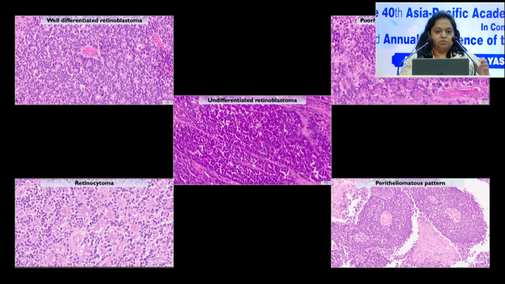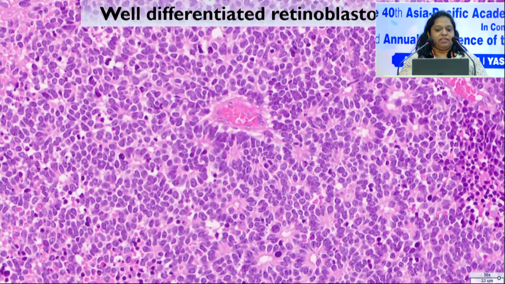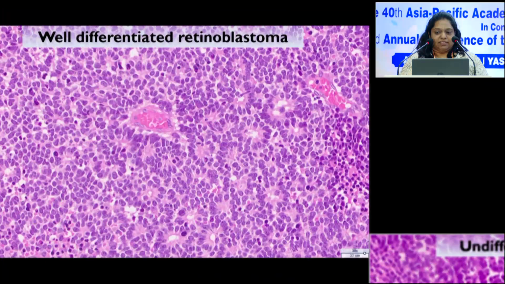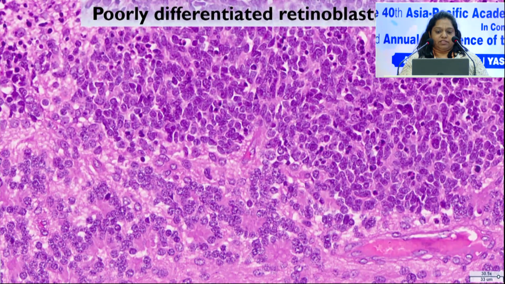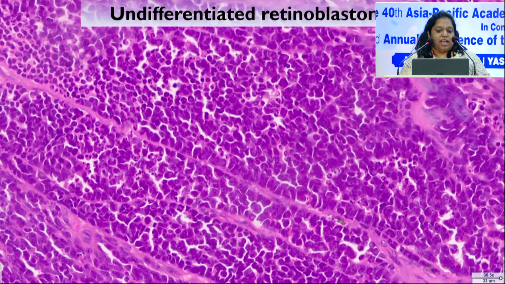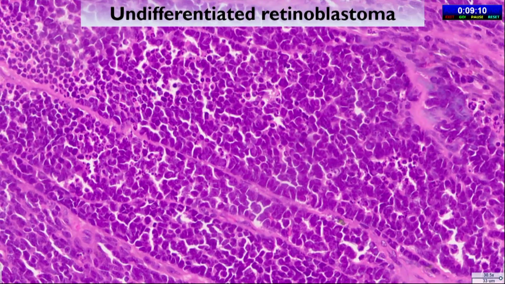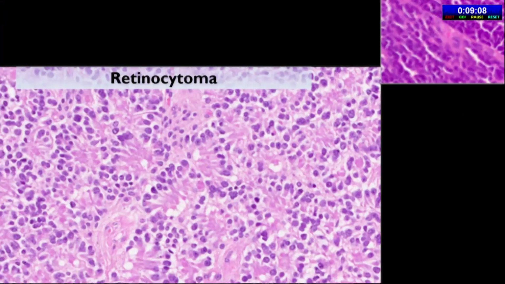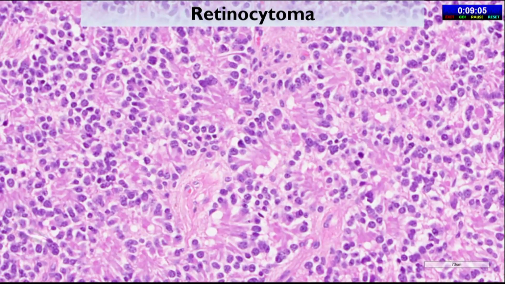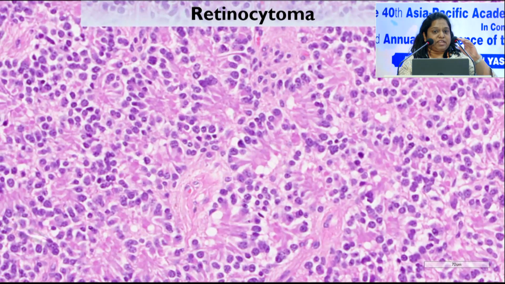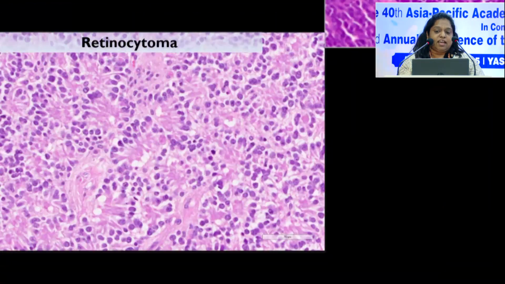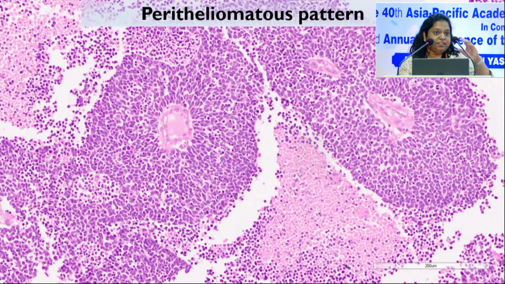So retinoblastoma, based on the differentiation, can be well differentiated with a lot of rosettes. It can be poorly differentiated with few minimal rosettes here and there, and mostly undifferentiated tumor. And this is how an undifferentiated tumor looks, with a lot of apoptosis and mitosis. And you can have a very well differentiated component, which is also known as retinocytoma, where you have florets. And in an undifferentiated pattern, you can have these cells just clinging onto the vessels in the center, which is also known as peritheliomatosis pattern.